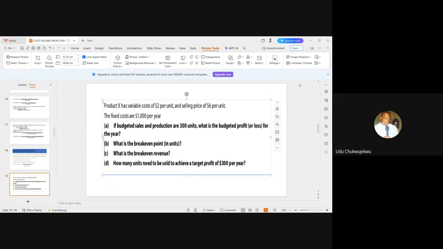No, it's 250. 1,000 divided by 4. Selling price minus variable cost is 4. Yes, 250. 1,000 fixed cost divided by 4 is 250. What is the break-even point in units? 250. All right, but the first one, if the budgeted sales and production are 300 units, what is the budgeted profit or loss for the year?